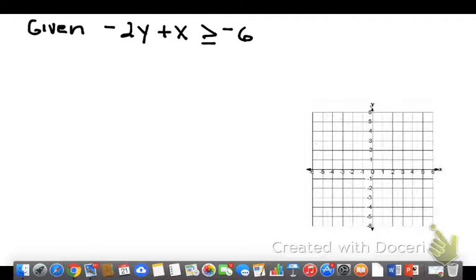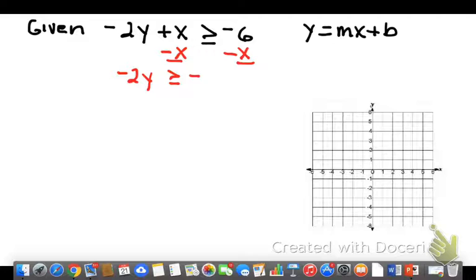So our first step says to identify the slope and the y-intercept. And in order to do that, we need to put it into slope-intercept form, y equals mx plus b. So we're going to subtract x from both sides. So negative 2y is greater than or equal to negative x minus 6.